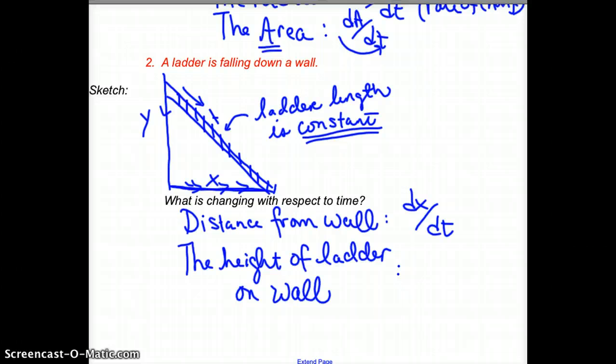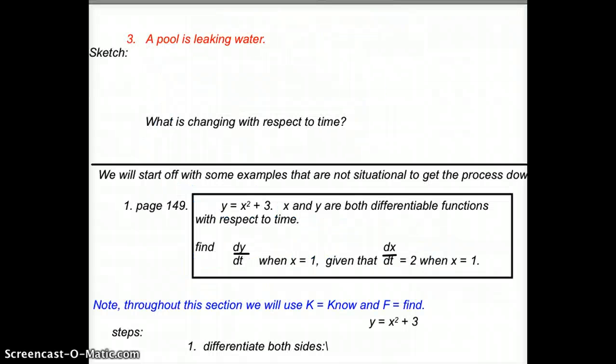The height on the wall, well, you'd call that dy dt, which is that rate of change as it's falling over time. And again, the ladder will remain constant. We would say that this would actually be a negative rate of change because the length is getting shorter. Not too important today, but later it is. So if I were to ask you which one is negative, you'd say dy dt because it is getting smaller over time.